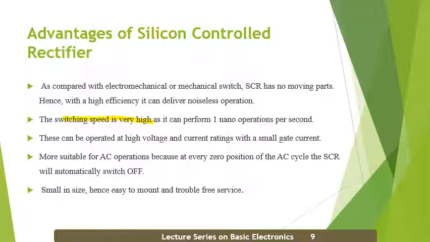So for every second you will be performing 1 nano operation. 1 nano means 10 to the power of minus 9. So then these can be operated at a high voltage and current rating with a small gate current. So this small gate current that is applied will be used and it will be operated for higher voltages. So that is why this SCR is preferred in power electronics wherever the voltage rating is more compared to the normal analog circuitries.